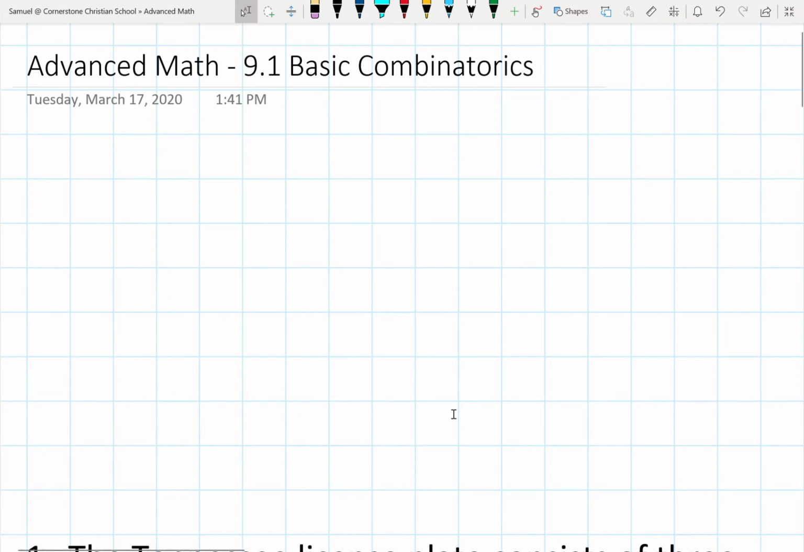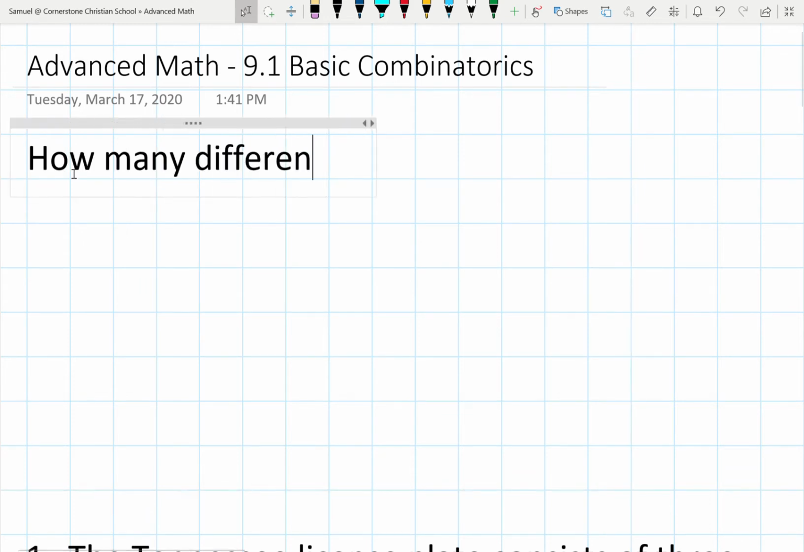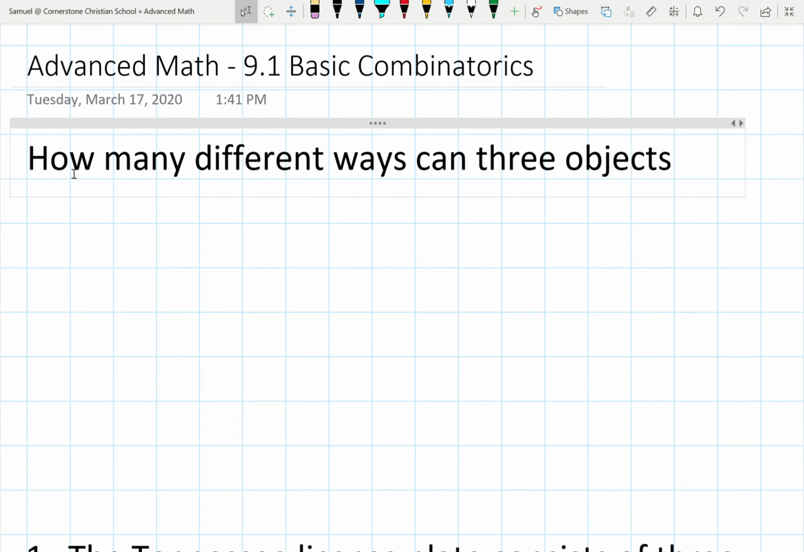This is Advanced Math 9.1 Basic Combinatorics, which is talking about combinations and permutations. So the first question we want to think through is how many different ways can three objects be arranged? How many different ways can three objects be arranged?